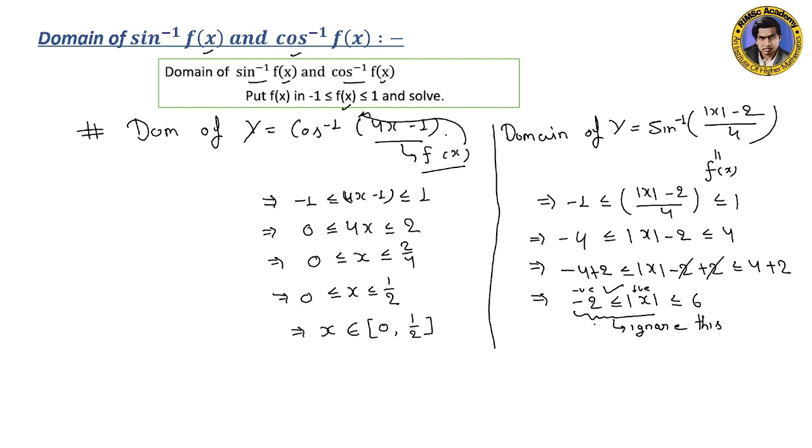Okay, so we will ignore this here. Now we solve only this. So mod x less than or equal to 6. This means -6 less than or equal to x less than or equal to 6. So this is the domain of sine inverse ((mod x minus 2) upon 4). It means x belongs to the closed interval -6 to 6. So this is the domain.